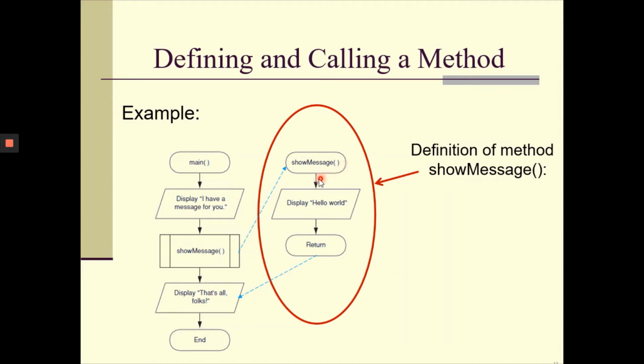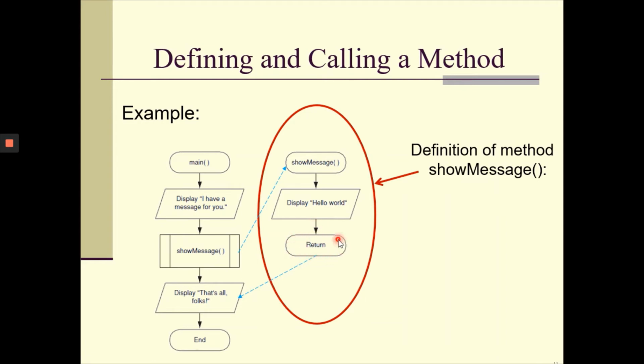In this sub flowchart is the definition of the method show message. Whatever you want to execute in this show message method should be represented here. The header of your method should be the name of your method. After that, you execute anything that you want to execute here. In this example, we are just going to display hello world. After you have finished, if you have more execution here, as usual, you put it after this. And the last should be return.